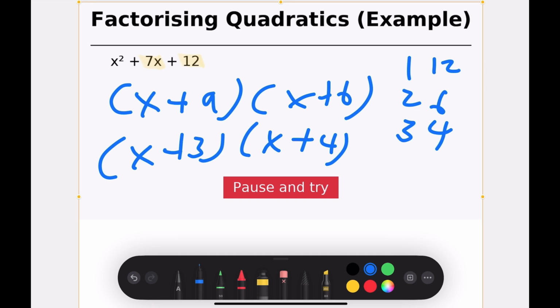And let's expand that out to double check it. So it'd be x squared plus 3x plus 4x, so x squared plus 7x, and then 3 multiplied by 4 is going to be 12. So yes, that is correct. So it would be x plus 3 in brackets and x plus 4 in brackets. So that is how you factorise a quadratic.